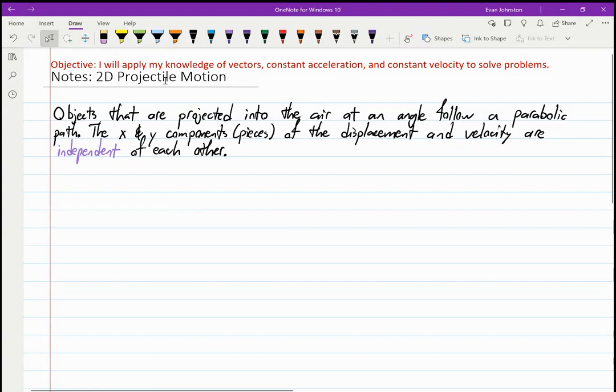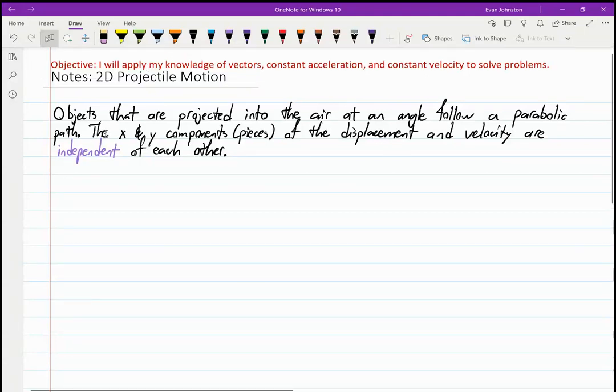I've started us off here with two little intro sentences. The first is that objects that are projected, so launched, into the air at an angle follow a parabolic path. We're pretty familiar with this parabolic stuff already. It's a quadratic. We've been looking at this with some of our labs already, but that's just the pathway they'll follow. We'll draw it in a moment.